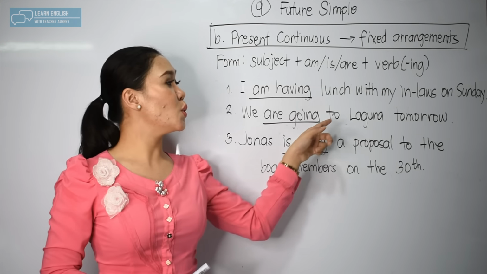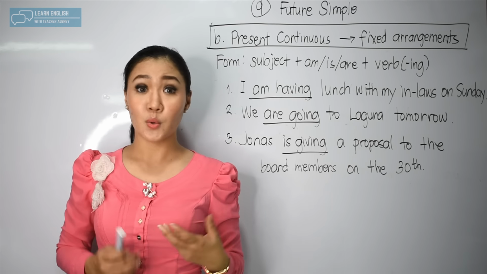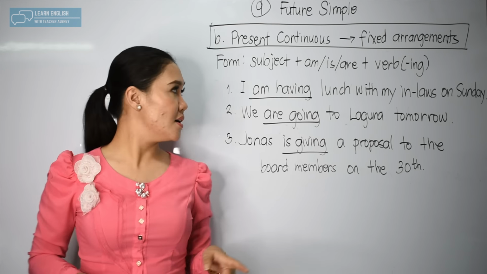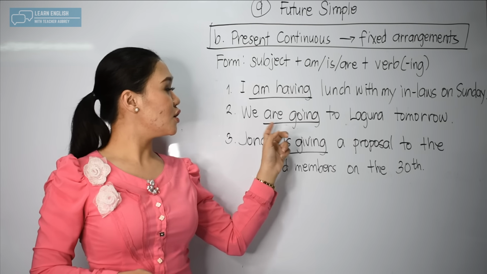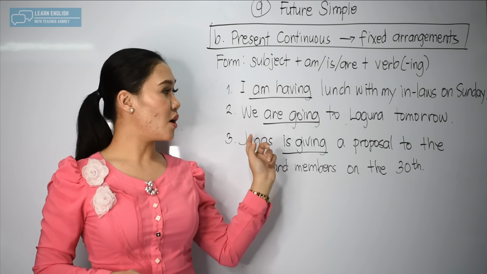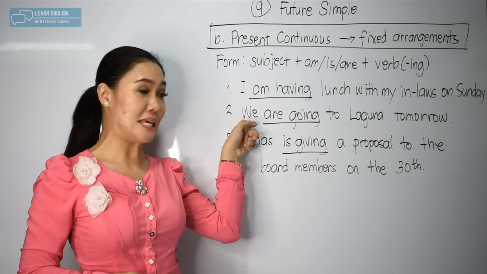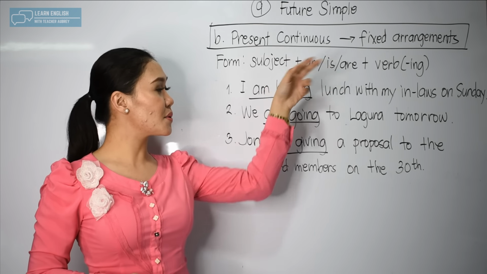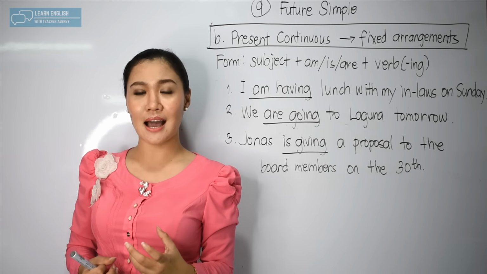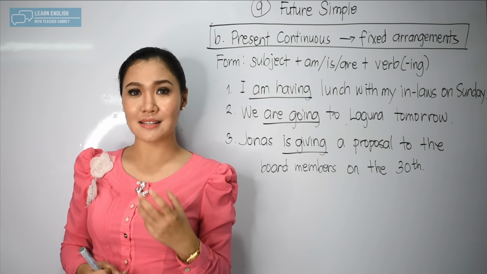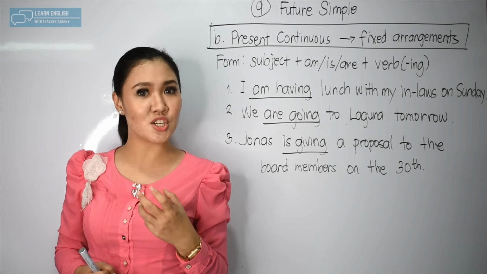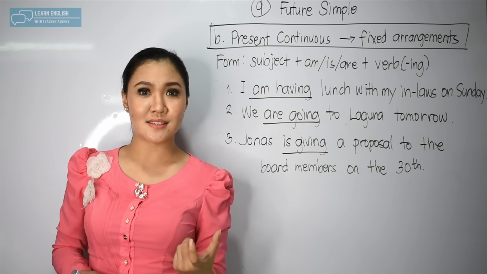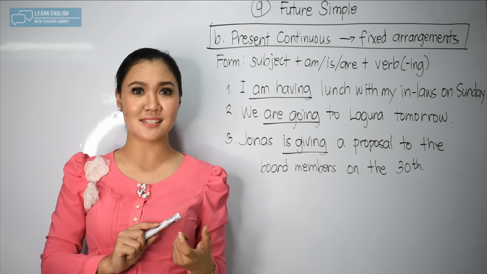Next example. We are going to Laguna tomorrow. Ang ating present continuous dito ay we are going. Are going, dahil ang subject natin ay we. Bakit siya naging fixed arrangement? Dahil may tiyak, may fixed na panahon o date kung kailan siya magaganap. Kailan? Bukas. Fixed na siya na magaganap bukas.